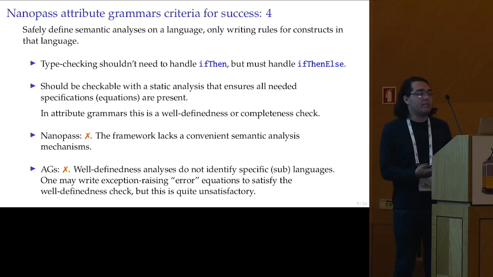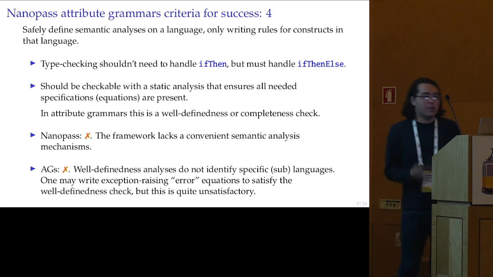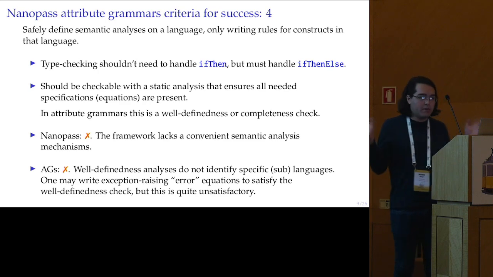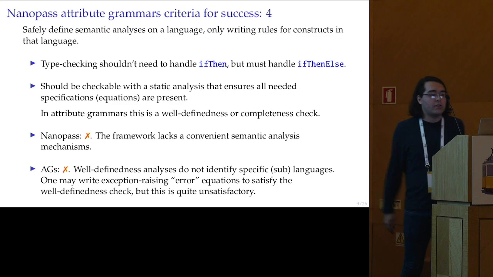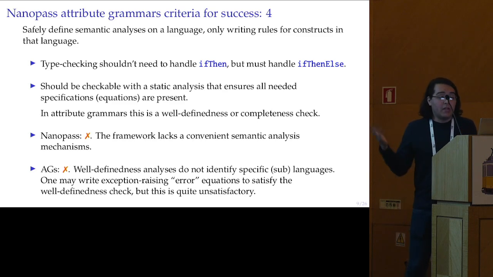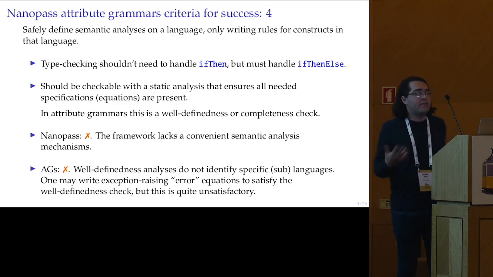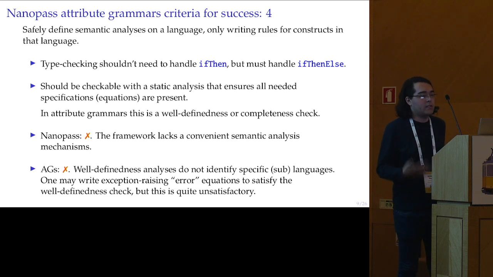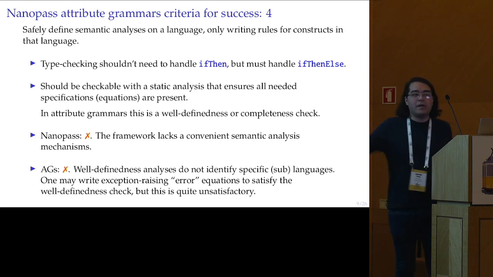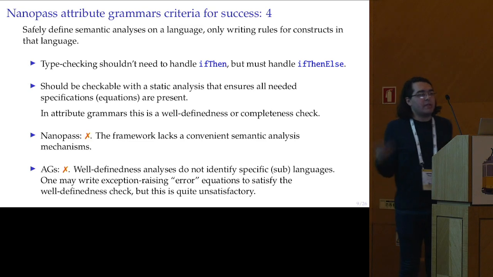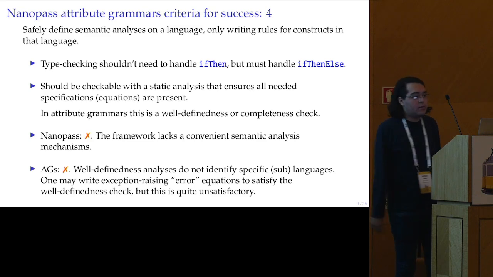We'd still like to keep the nice things from attribute grammars, where you know you're not missing any equations, and know that at compile time, without realizing, hey, I forgot a case, and getting a compiler crash. The Nanopass framework doesn't really have a nice mechanism for doing semantic analyses. You can always just bail out and call Scheme code, but the Scheme code isn't going to check and statically tell you, hey, you forgot a case.